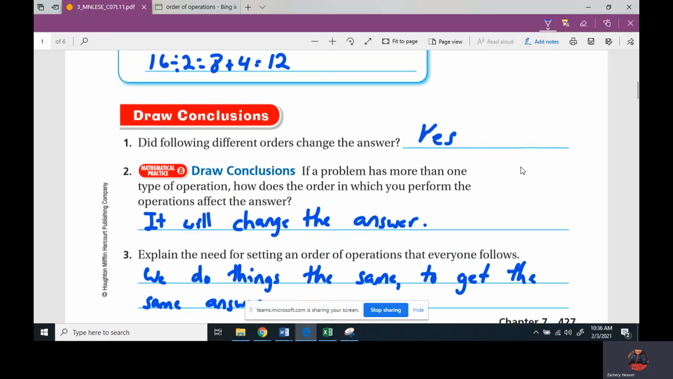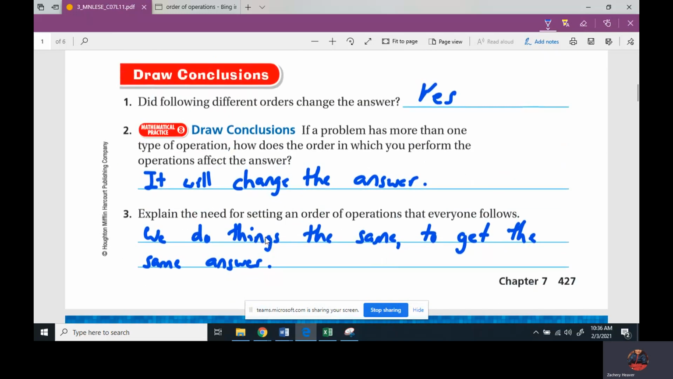So question 3 says, explain, and please pause throughout the video if you're running behind, pause and rewatch. Explain the need for setting an order of operation that everyone follows. So we have to do the things the same to get the same answer. If I have one student doing one way and the other student doing another way, we're not going to get the same answer. They're going to be different answers, and no one's going to know the correct answer. So we put an order of operations in, an order in which you do things.